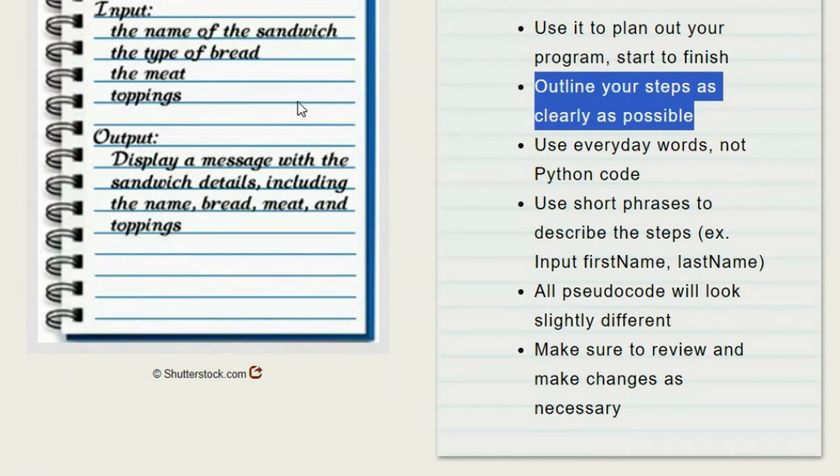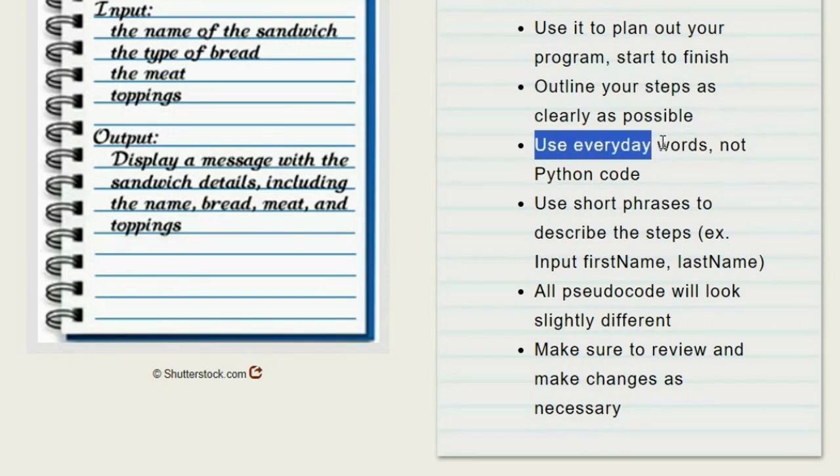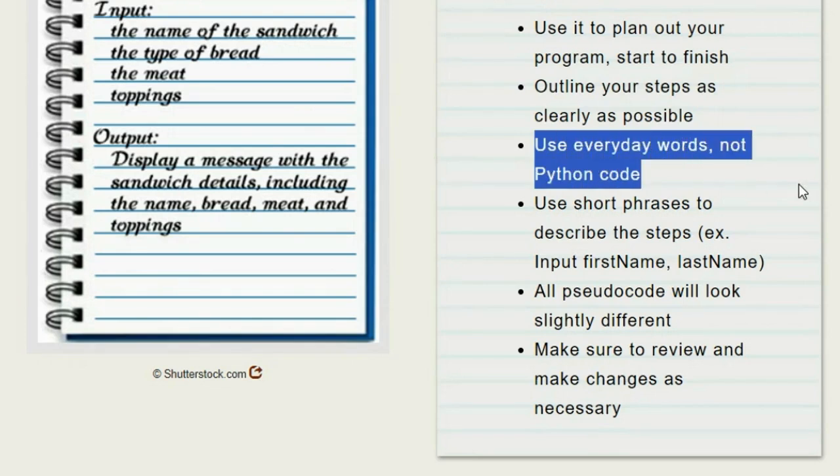Right? If I hand your Python code to your grandmother, she may or may not have any idea what in the world you're looking at. That's what I'm looking for. Pseudocode is something I can hand to anyone, somebody who knows nothing at all about programming, and they can look at it and tell what you're going to write. Oh, you're going to write a program to do this. Use everyday words, not Python code.